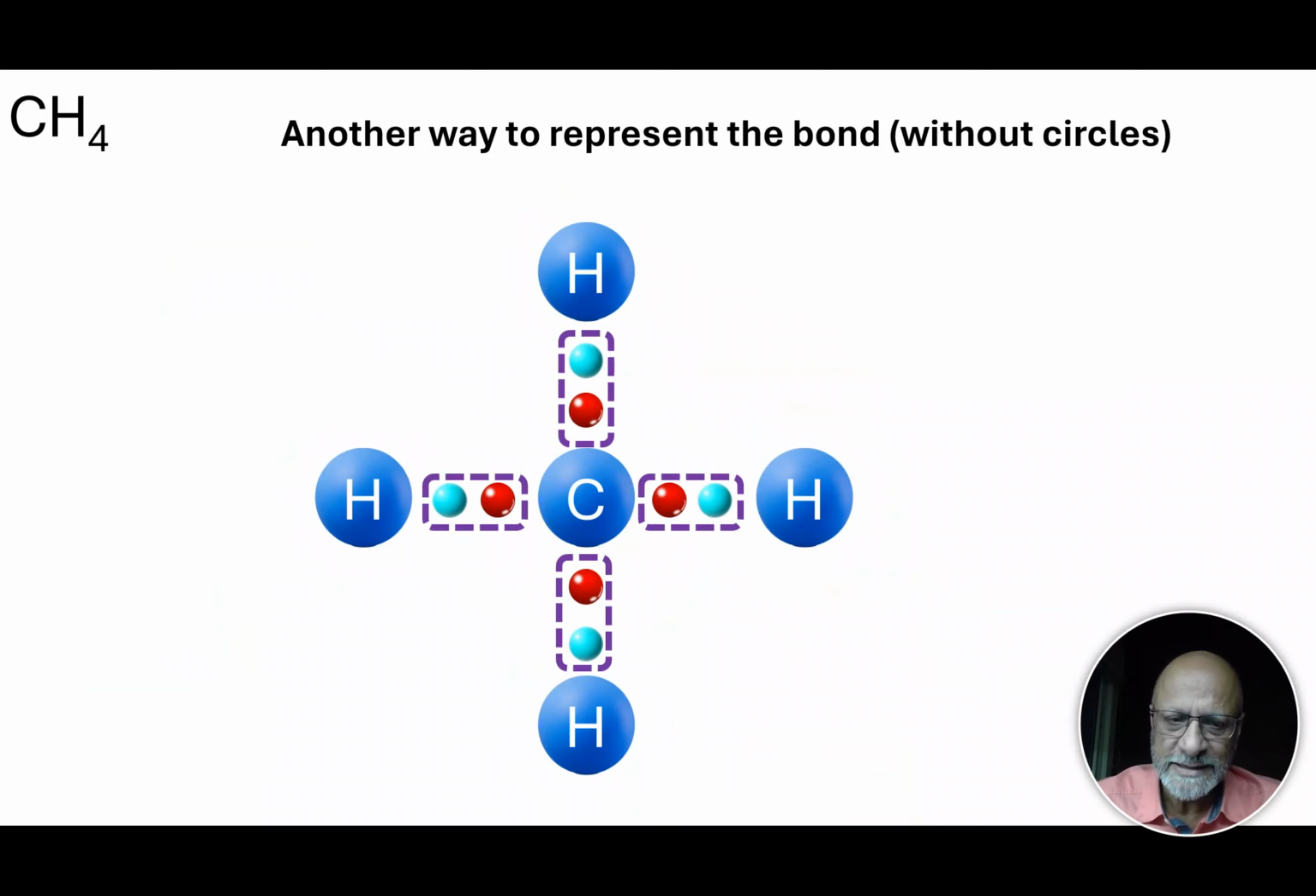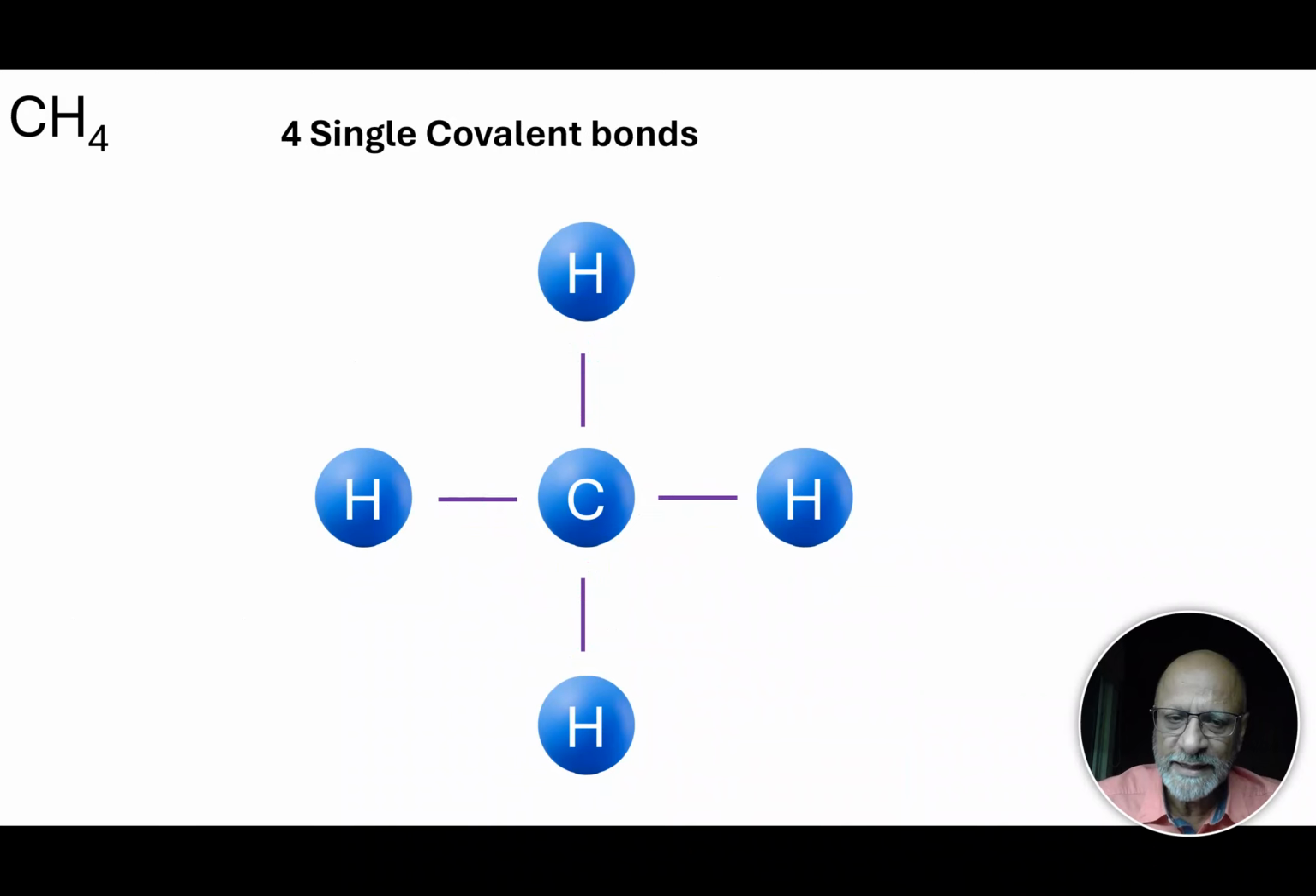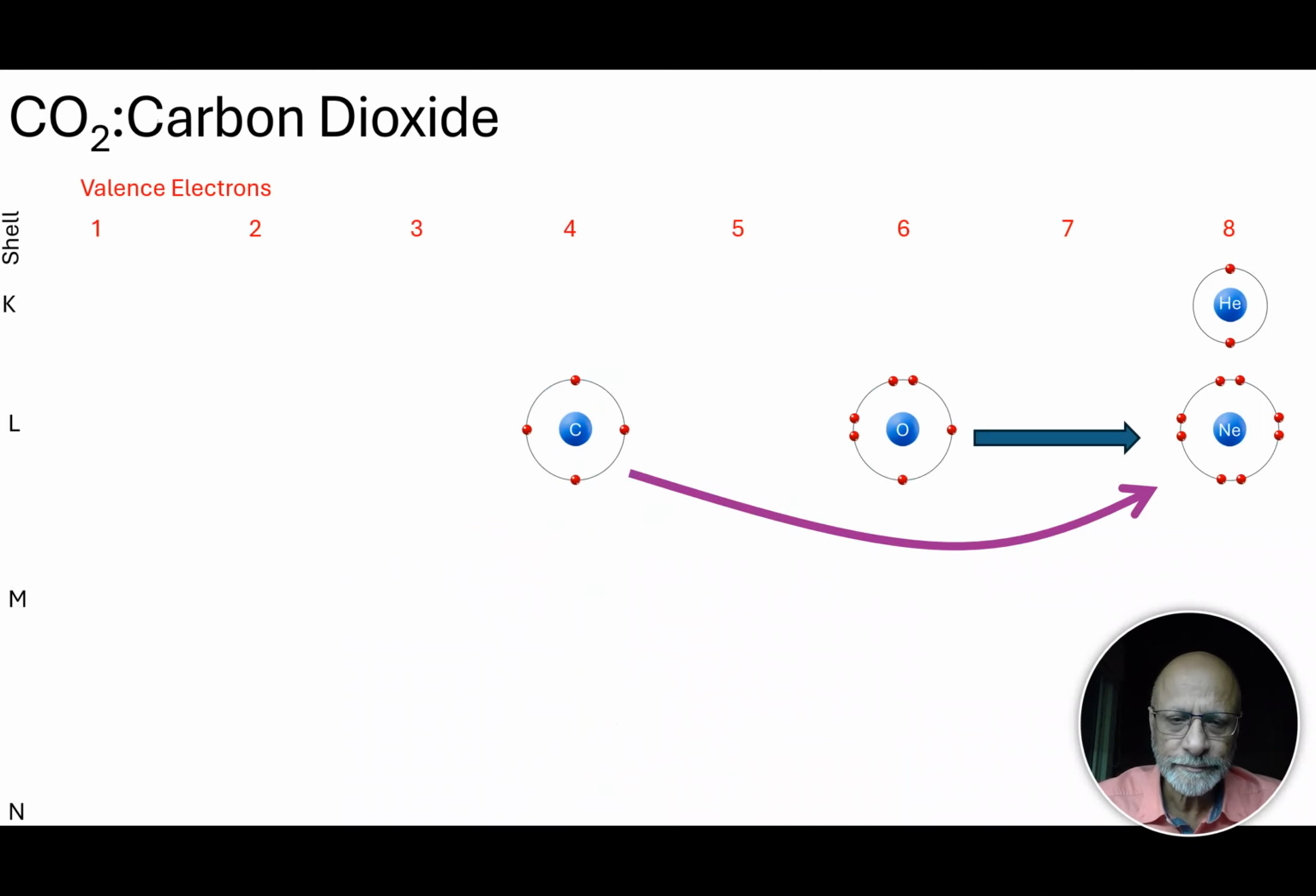Another way to represent this, just to show without the circles, is to show those shared electrons. So now you have 4 bonds, but because they're sharing 1 electron each, that is known as a single covalent bond. Now let's look at carbon dioxide.